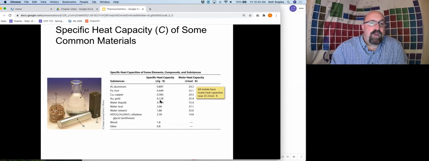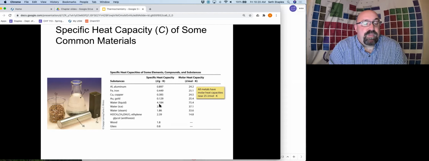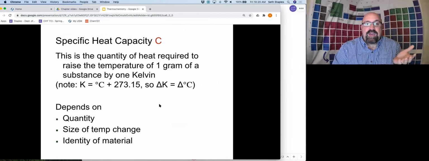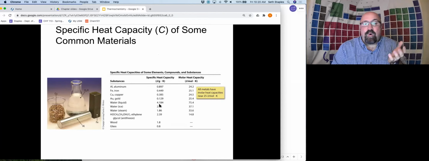And we can see that water has a very high specific heat capacity. This is one of the reasons why water is so good at holding energy, because the opposite is true. If we think about energy flowing in the other direction, something losing energy, it's going to take more energy loss.